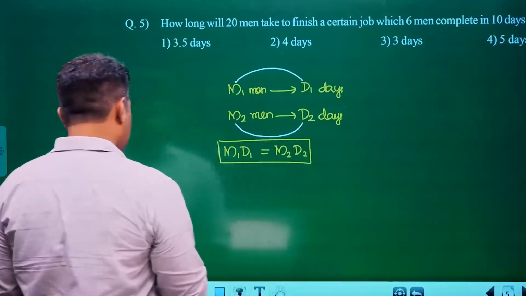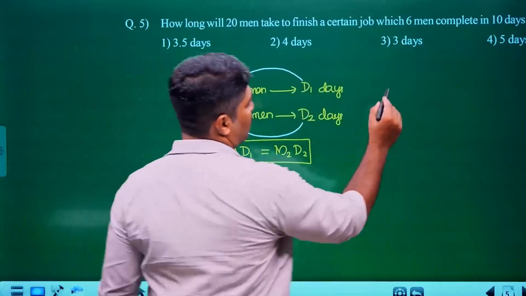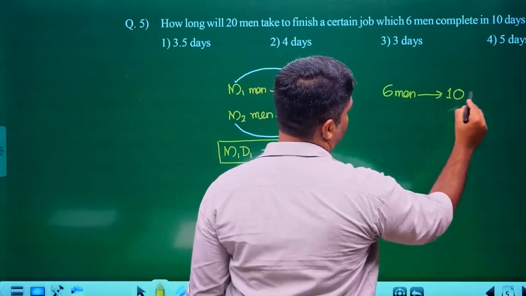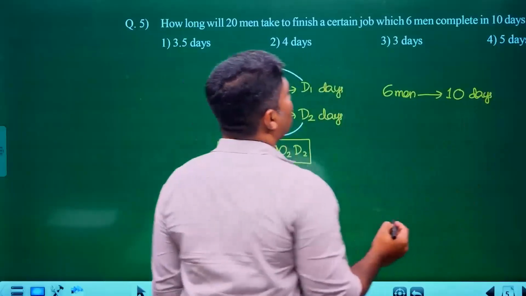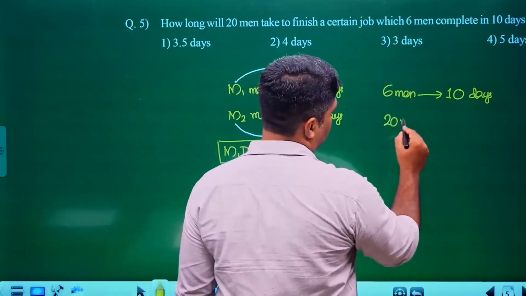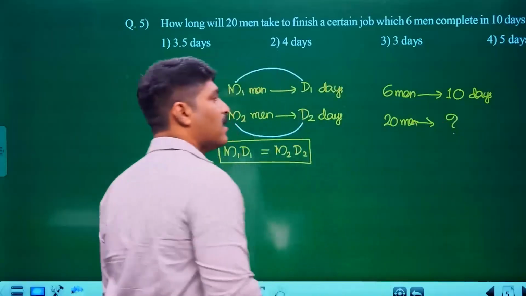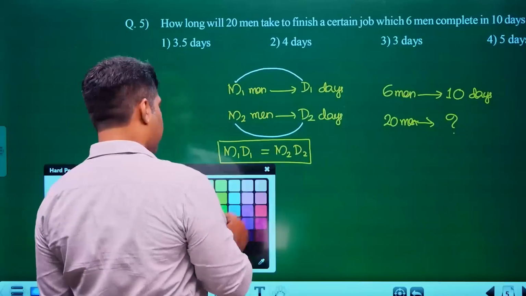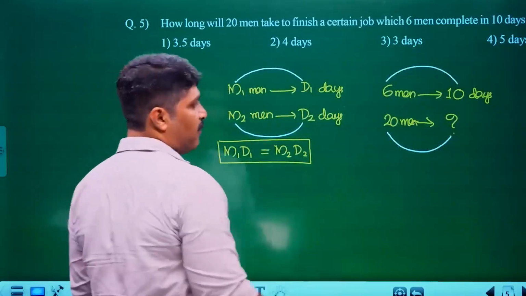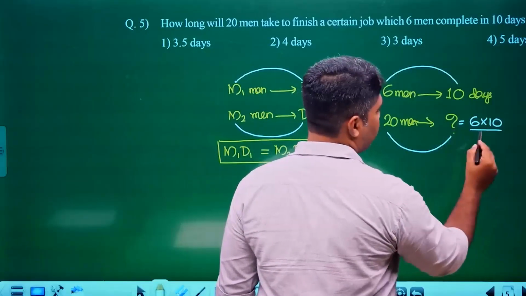While applying the same concepts numerically as per the given data, it is given that 6 men can complete a job in 10 days. Then we need to find out how long 20 men will take to finish the work. How many days do they require? Clear? So M1 into D1 equals M2 into D2. Therefore, this value is 6 into 10 divided by 20.